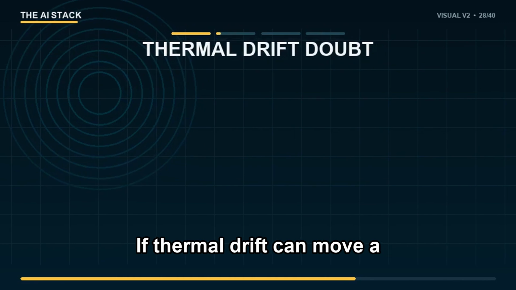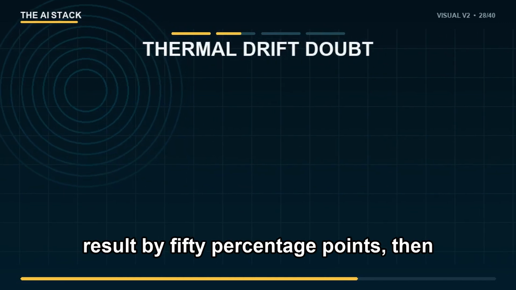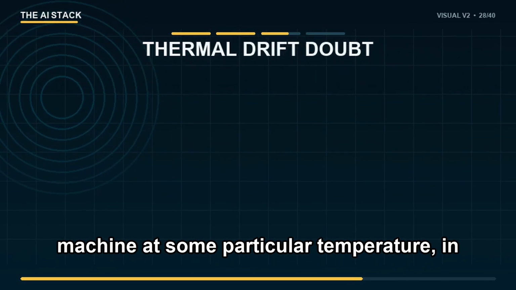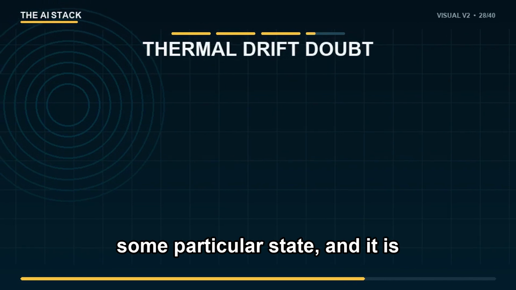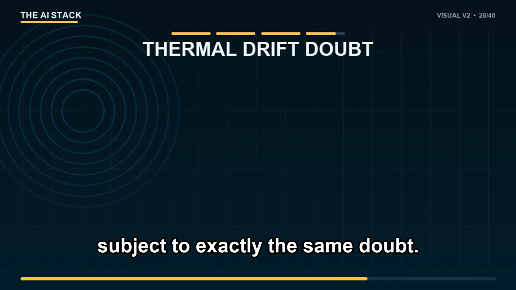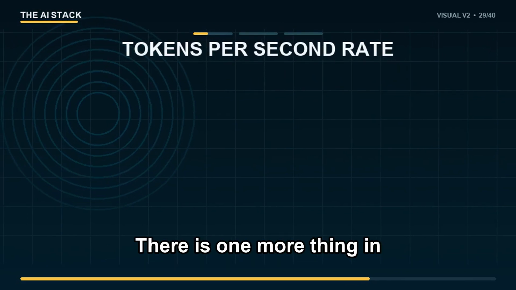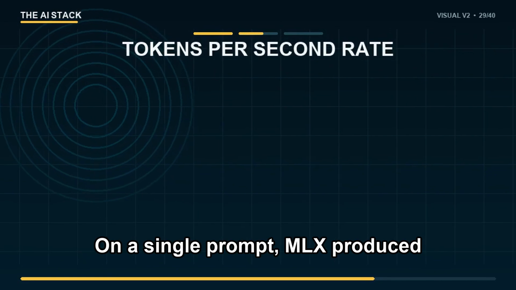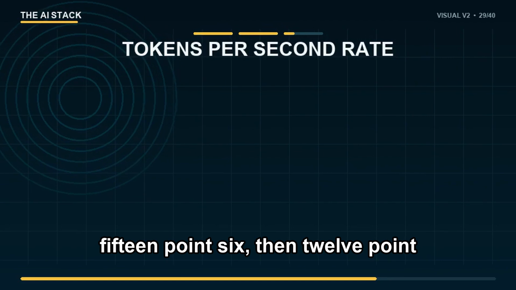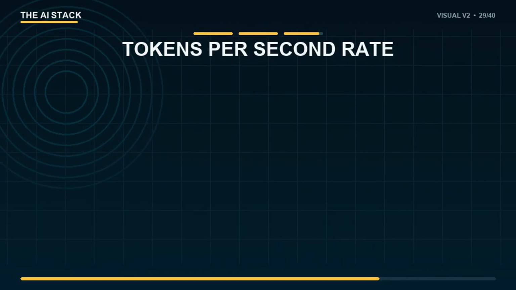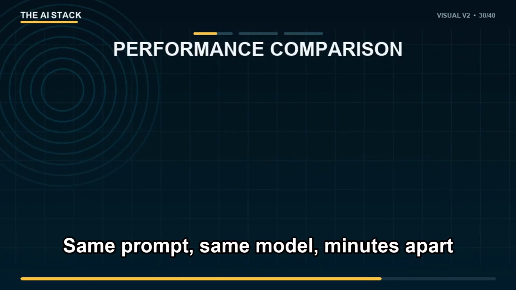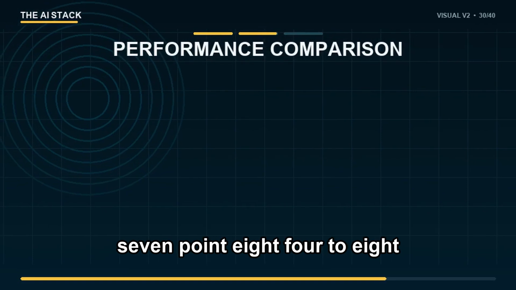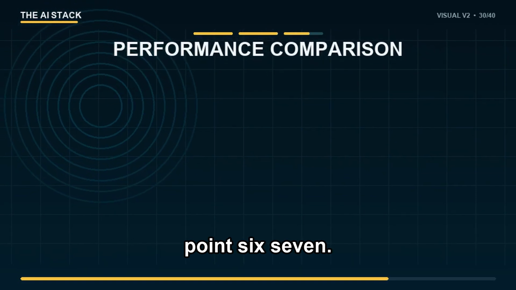If thermal drift can move a result by 50 percentage points, then the tidy 49% from the beginning was also measured on a machine at some particular temperature in some particular state, and it is subject to exactly the same doubt. There is one more thing in the raw data that says the same thing more quietly. On a single prompt, MLX produced 15.6, then 12.41 tokens a second. Same prompt, same model, minutes apart, a 25% swing. GGUF, on that same prompt, ran 7.84 to 8.67.